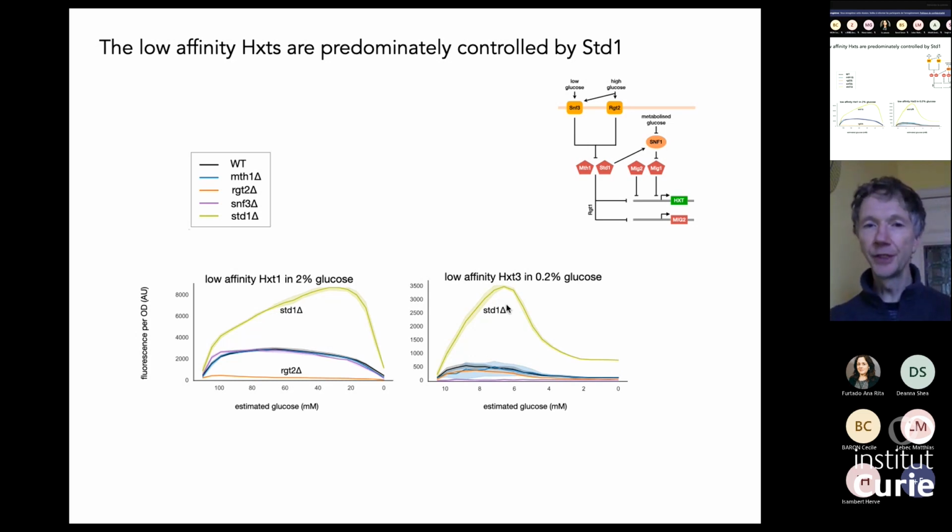So from these deletion experiments, we get some idea of how the network is working. And there's this division where SNP3 controls MTH1, RGT2 controls STD1, and then 3 of these repressors control the low and medium affinity transporters, and the other one, STD1, controls the high affinity ones. So this is some qualitative understanding of the network. But we'd like to do better.